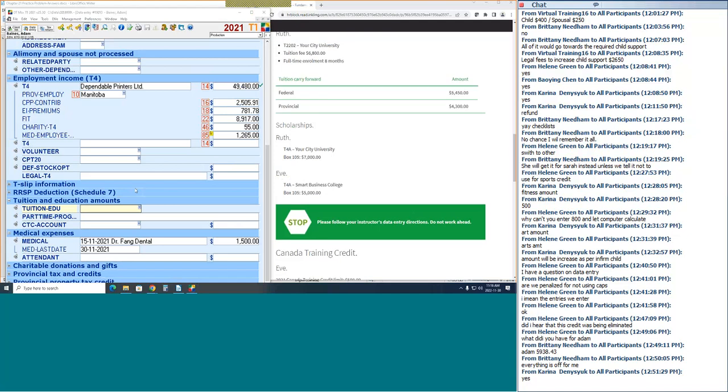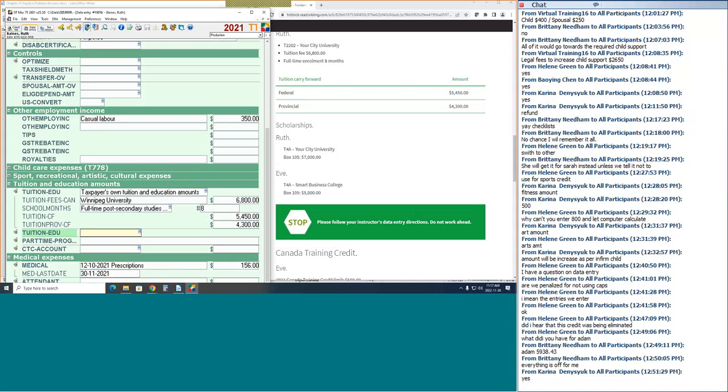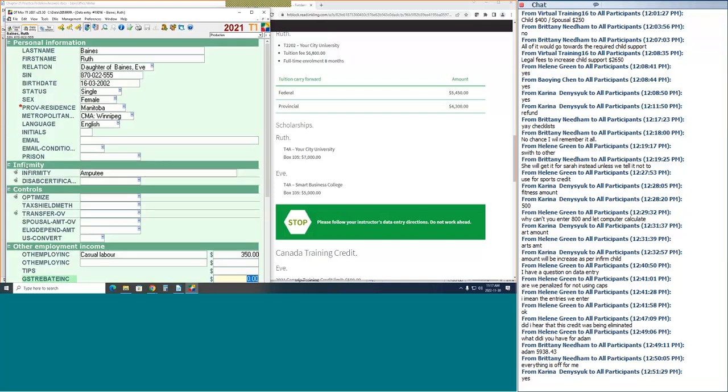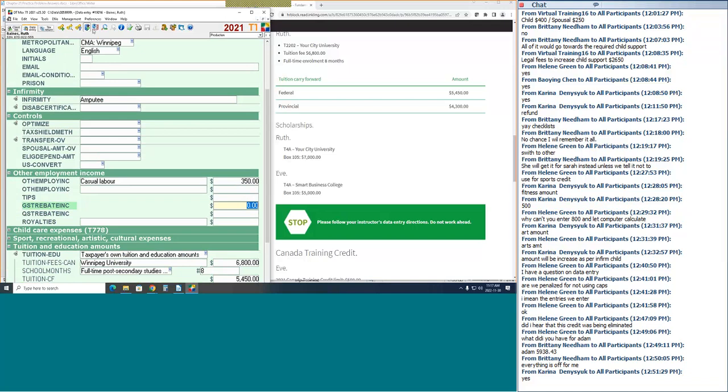I started with the tuition because the tuition already tells the computer that they are a student. We then have to think about if they have student income, how does that student income get dealt with? I'm going to start with Ruth because Ruth has a scholarship. It is a T4A from your city university. Very, very common. If you have a full-time student, they may have a scholarship. When I go into my T-slips, you're going to notice there are no T-slips in the dependent section. I have to add it.